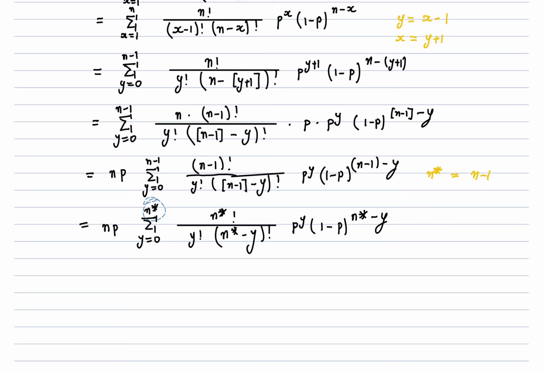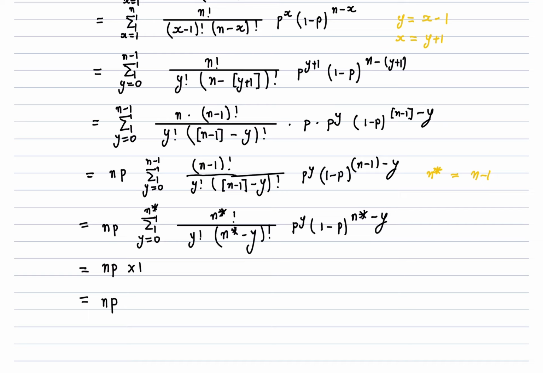And what do we know about when we sum the PMF across all of its possible support? That, by definition, is equal to 1. And so we can just write this is equal to np times 1, which is equal to np. And there you have it. We have an expression for the expected value of a binomial distribution.